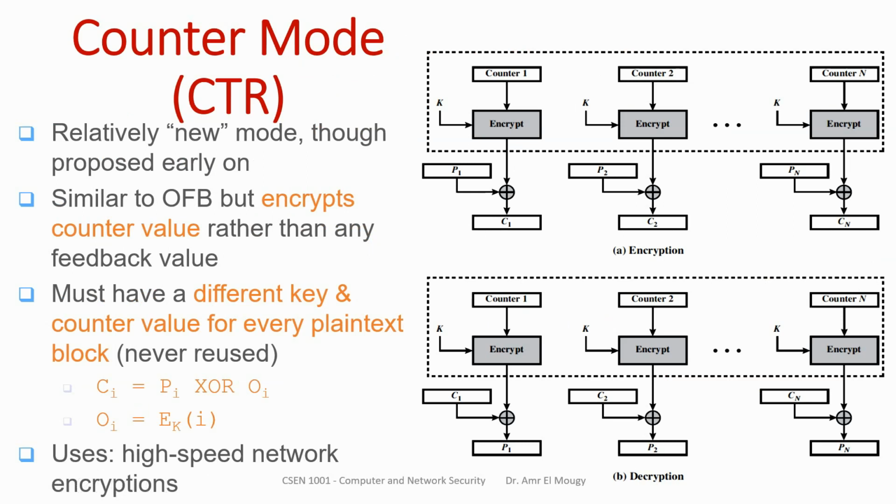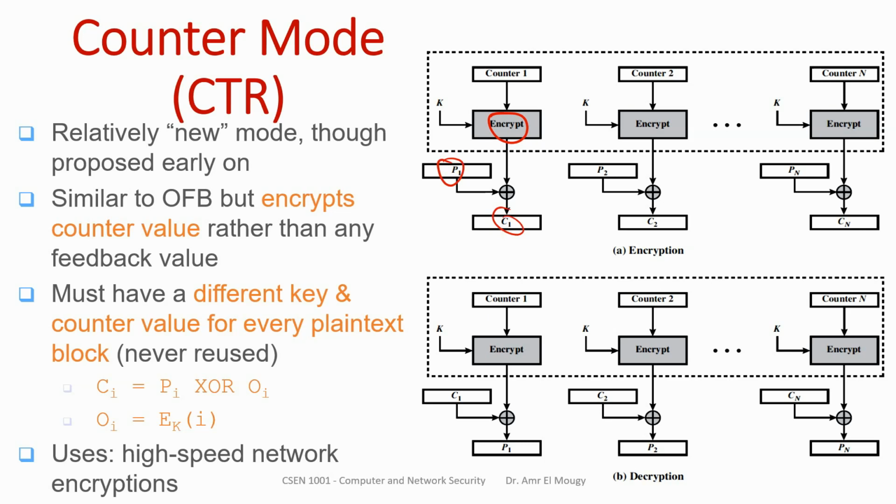You use the counter and you increment the counter in every stage. So you're encrypting a counter. You start with an initial value, whatever this initial value is. It's just something that has to be agreed upon between the sender and the receiver. The counter is encrypted using a key, and the key is also only known to the sender and the receiver. The output of that is XORed with P1, out comes C1.